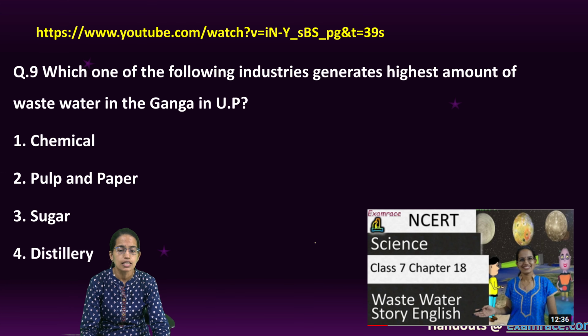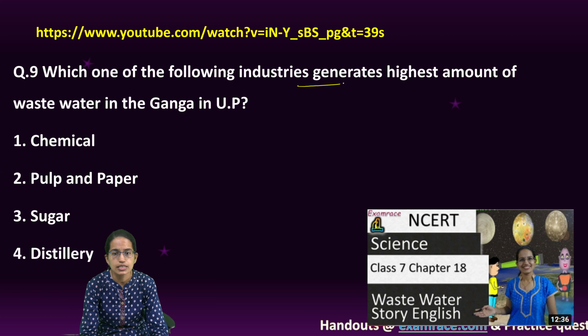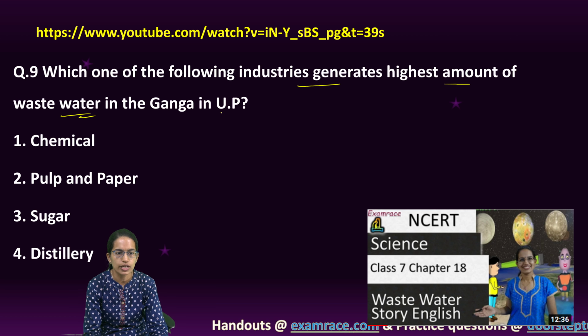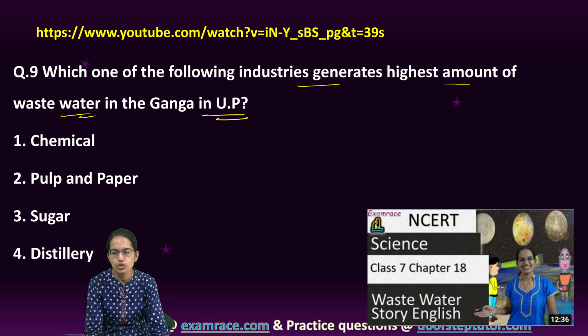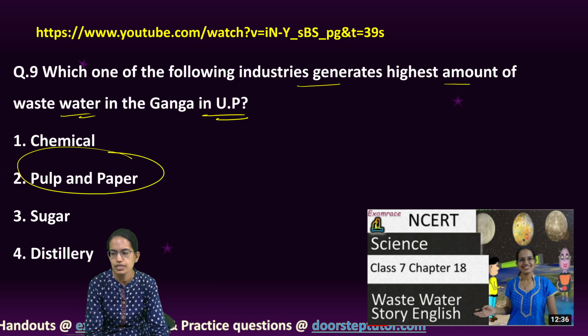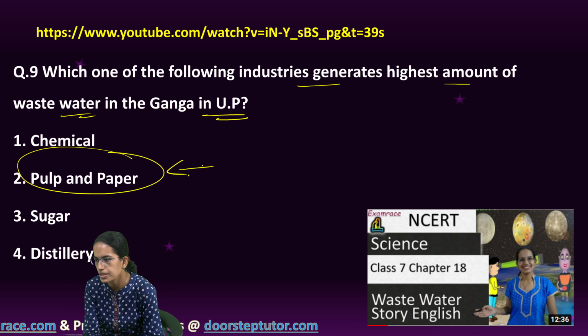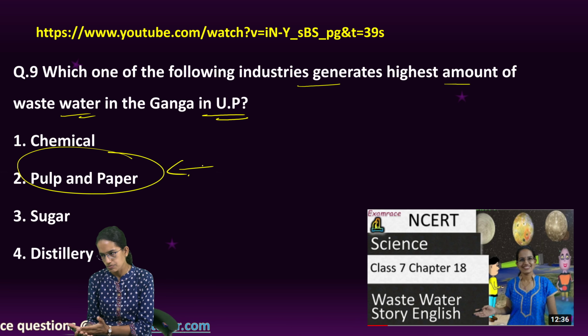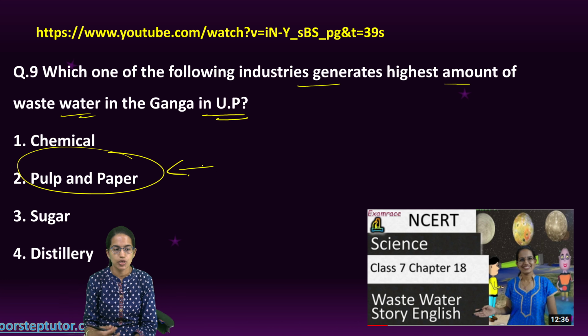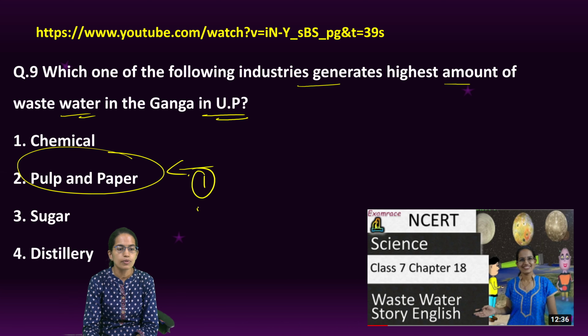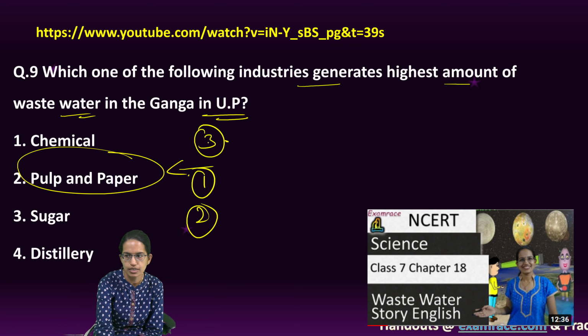The next is, which industries generate highest amount of wastewater in Ganga in Uttar Pradesh? So the correct answer is paper and pulp industry. Now after the paper and pulp industry, we do have the consumption which is followed by sugar industry and chemical industry. So paper, pulp, sugar and chemical is the right order that we can understand here.